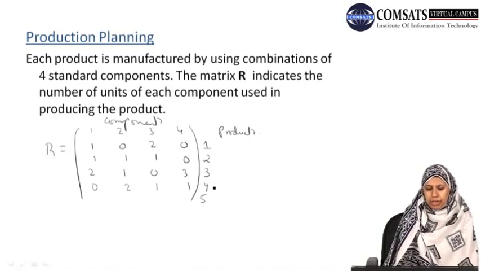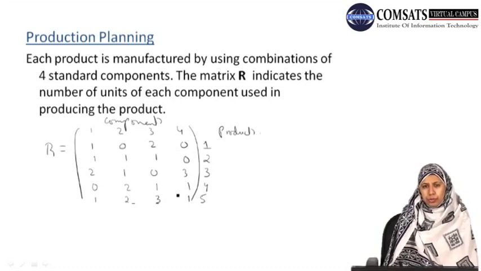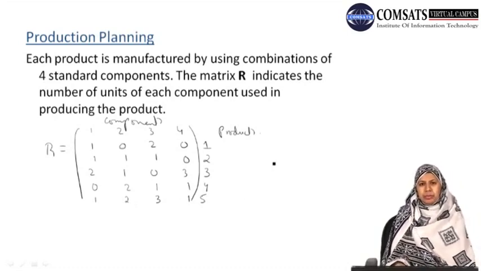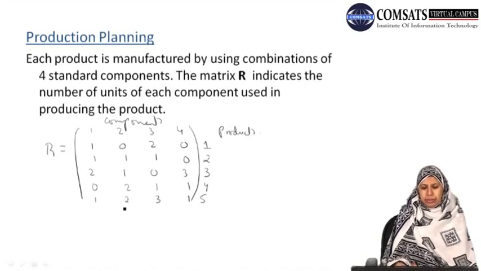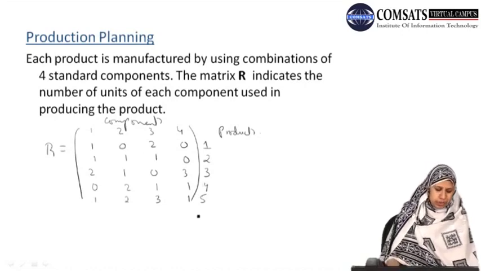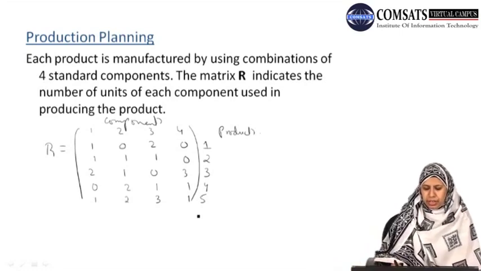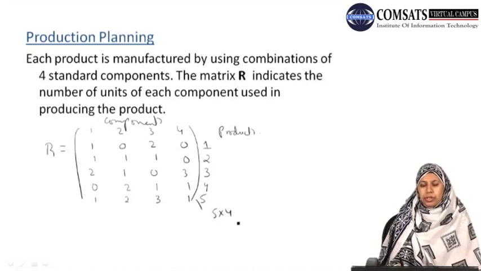Now to prepare product 5, we need 1 unit of component 1, 2 units of component 2, 3 units of component 3 and 1 unit of component 4. So again, now we have some data in the matrix form. This matrix R tells us about the number of components required to manufacture each product, and this matrix R has order 5 by 4. That is, we have 5 products and they are made by a combination of 4 components.